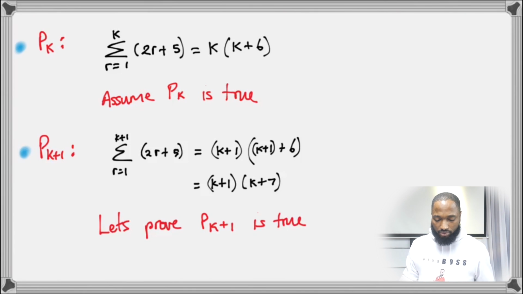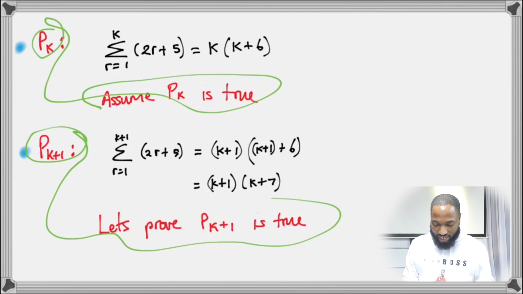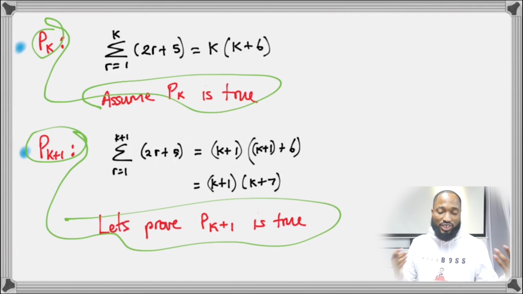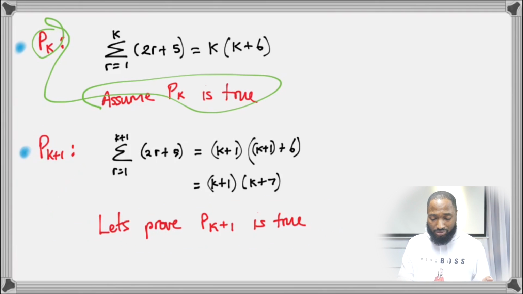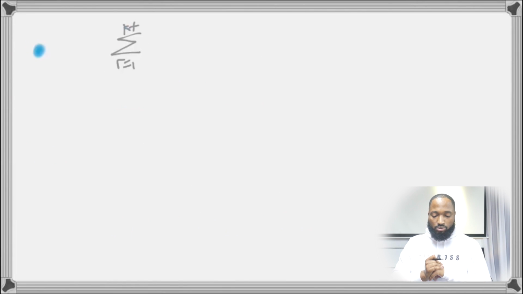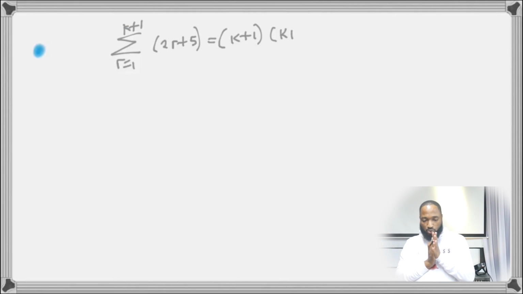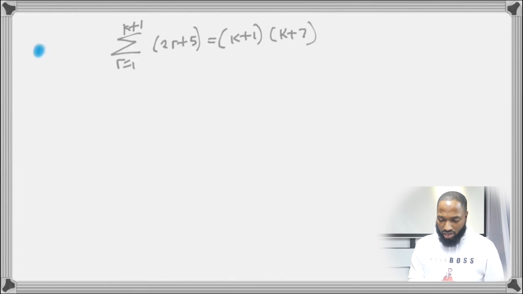Good. Now, every time you write PK, assume PK is true at the end. Every time you write PK plus 1, you say, let's prove PK plus 1 is true, or we shall show that PK plus 1 is true, given that PK is true, or something like that. Just make sure you have one thing that you do all the time. Don't forget it.